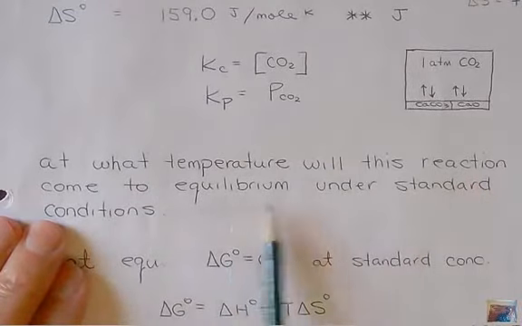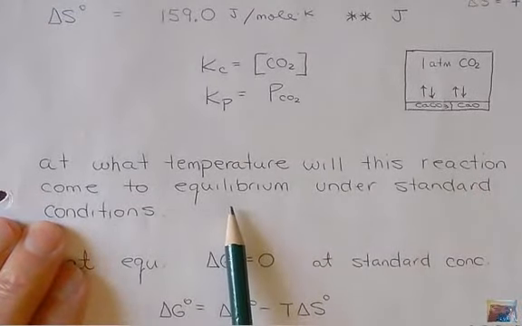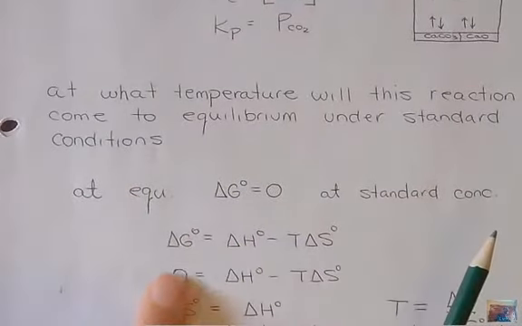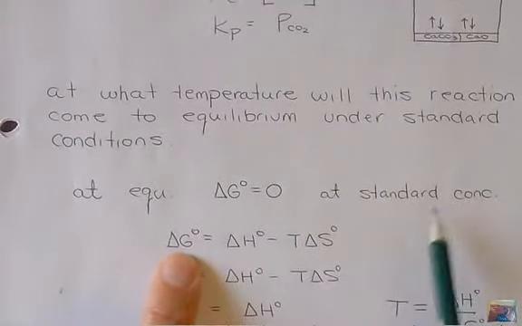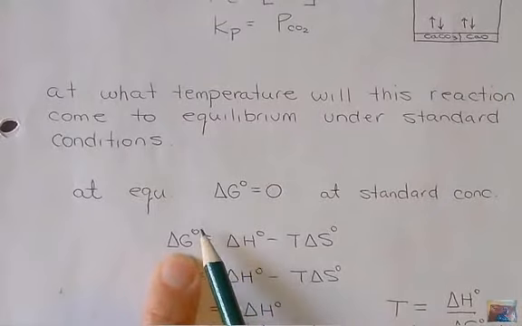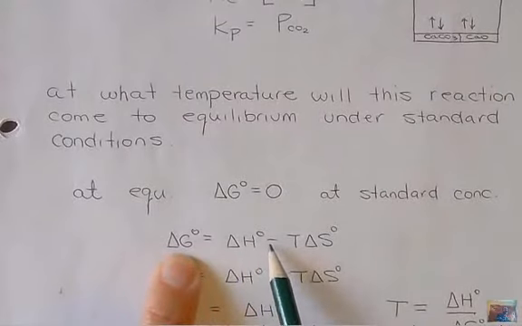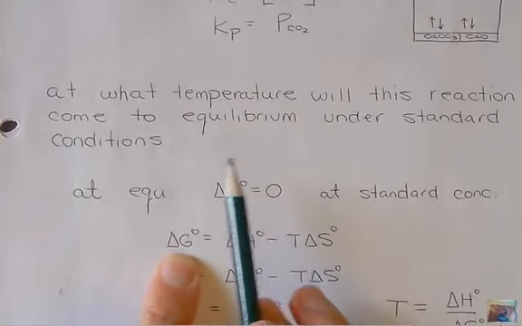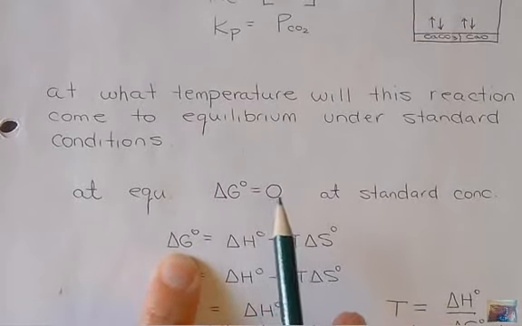Okay, all right, now really cool. At what temperature will this reaction come to equilibrium under standard conditions? So what do I do? I take my Gibbs-Helmholtz equation, which says, because it's at standard conditions, delta G0 is equal to delta H0 minus T delta S. Now I know when I'm at equilibrium, even equilibrium at standard conditions, equilibrium means delta G equal to 0.